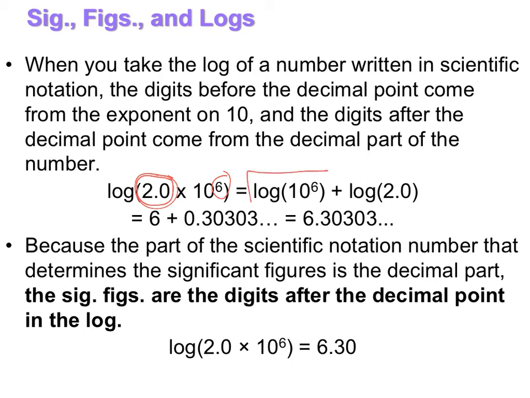The log of 10 to the 6 gives you 6. The log of the 2 gives you 0.30303. When you combine these two, you get 6.3. So that's what happens. The decimal part that you get from calculating a pH will come from this part of the number in scientific notation.